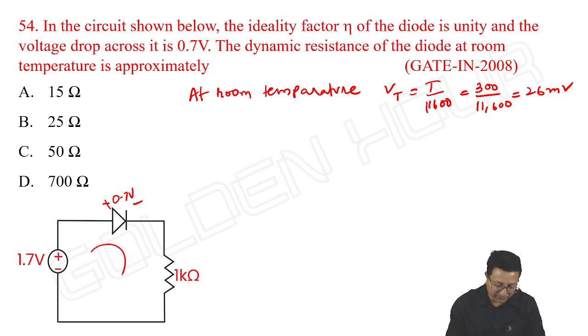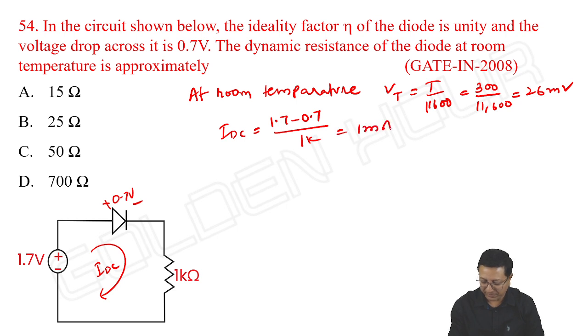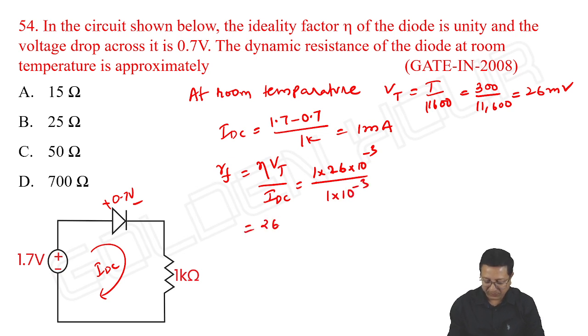Then what about IDC here? IDC is equal to 1.7 minus 0.7 by 1 kilo ohm. It is 1 milliampere. Then the dynamic resistance is equal to eta Vt by IDC. Eta is 1, Vt is 26 millivolts, IDC is 1 milliampere. Finally, it is 26 ohms. If you observe all the four options, it is close to 25 ohms.